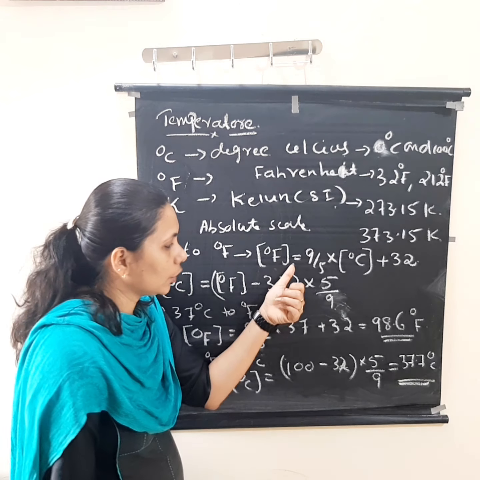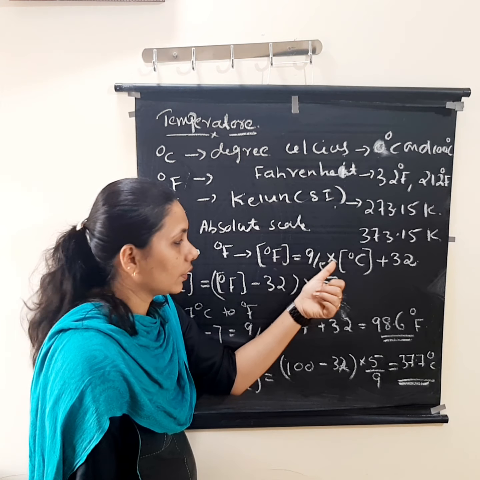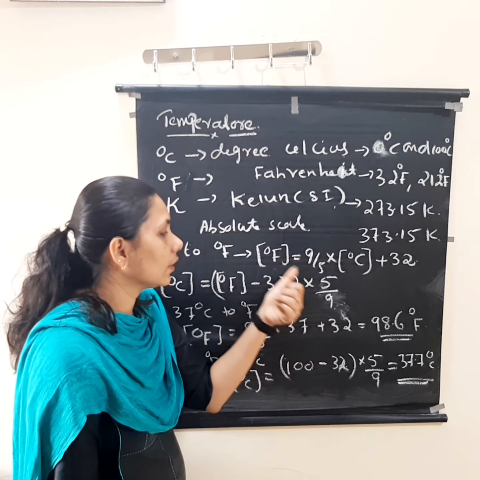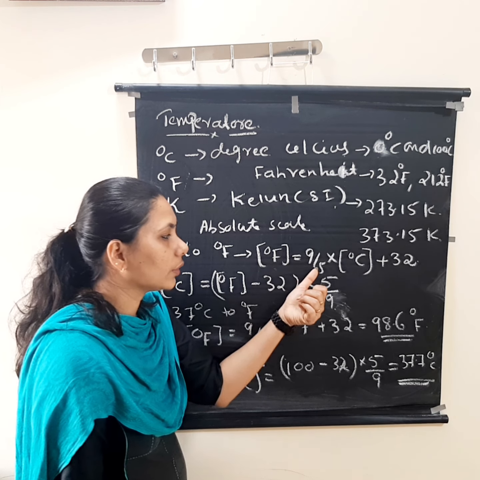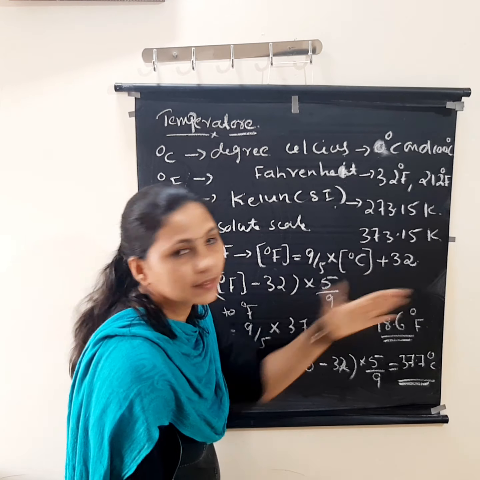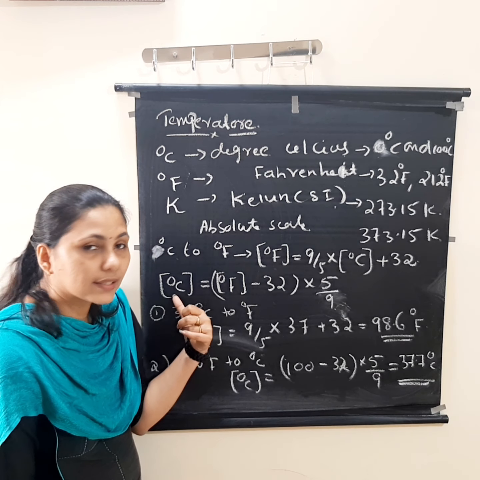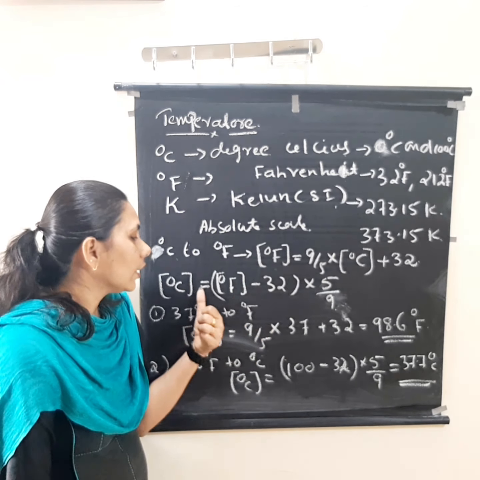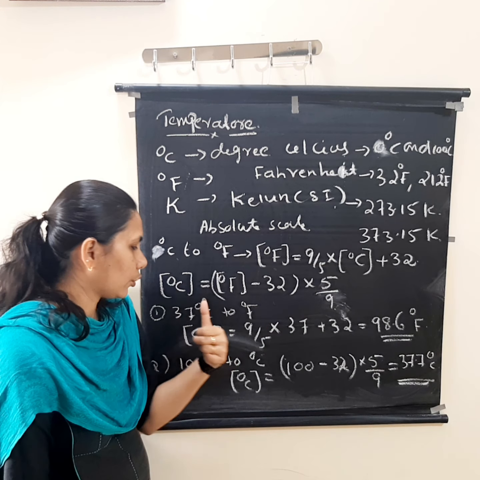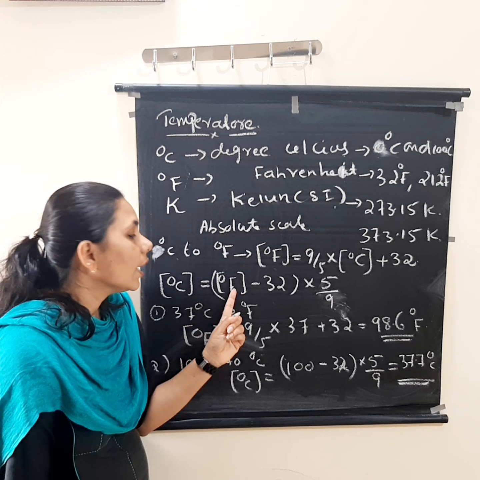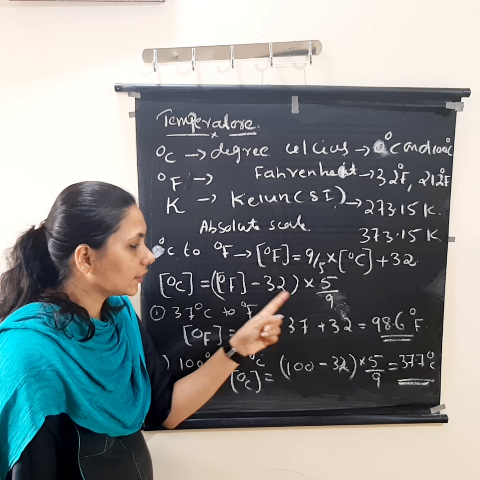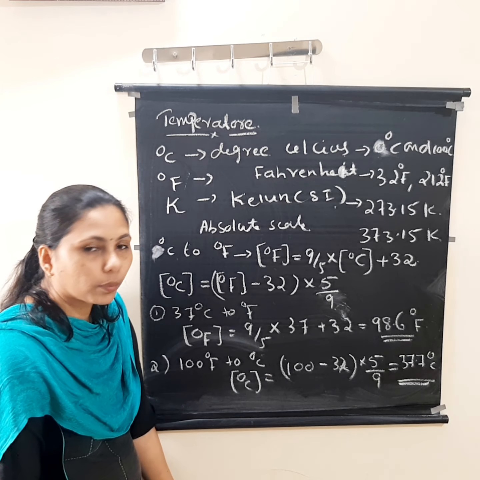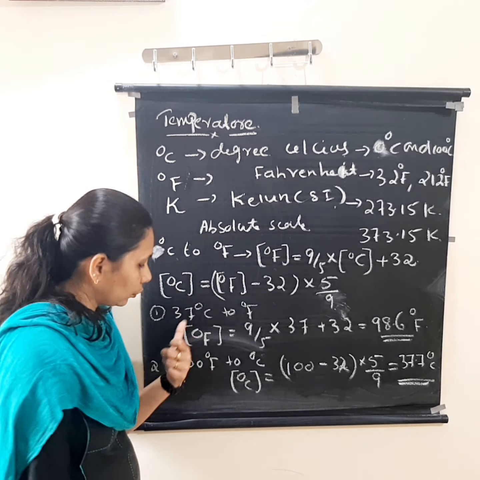Degree Fahrenheit equals 9 by 5 into degree Celsius plus 32. And if Fahrenheit is given, how can we convert into Celsius? Just rearranging this equation, degree Celsius equals degree Fahrenheit minus 32, into 5 by 9. Okay, so for example, we will do two problems here.